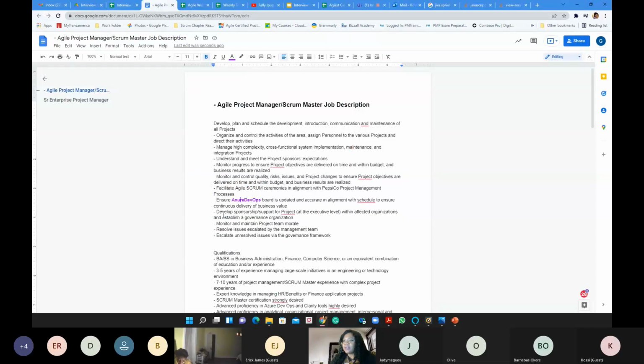So now, develop sponsorship support for project at the executive level within affected organization and establish a governance organization. Here they are trying to tell you that every organization has a kind of policy that they are following, and you have to be able to follow those governance rules that they have in place when it comes to product delivery, when it comes to relationship building, things like that.